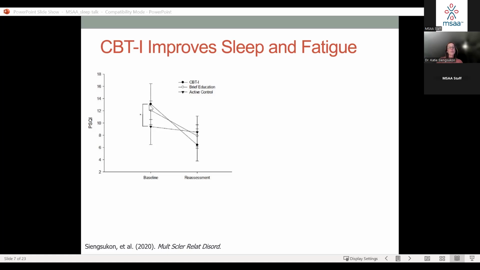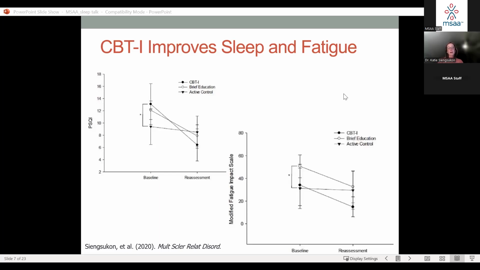But of course, the largest improvement was seen in the cognitive behavioral therapy for insomnia group, which is what we would have expected, because those individuals are receiving a standardized program where we are focusing on the negative thoughts and behaviors that are perpetuating insomnia. So those individuals, the dark filled-in circles, saw the largest amount of improvement from baseline to reassessment. But again, we were very pleasantly surprised that even those who received the brief education also saw a meaningful improvement in their sleep quality.